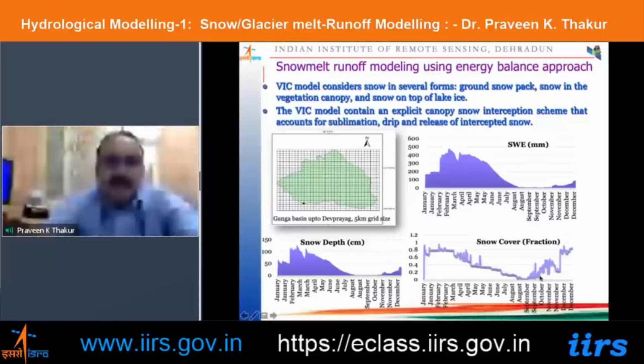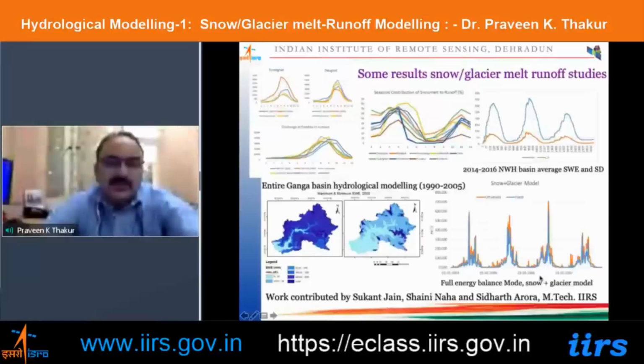And this is for the snow and glacier melt for the entire Ganga basin, up to Deoghat, and this is for Farakka. This is the snow water equivalent and snow depth, and this is the seasonal contribution of snow melt to the runoff. You can see here for Farakka, during the monsoon time period the contribution of snow and snow melt is almost near zero. But if you see for Deoghat or for Joshimath, it is very high. This seasonal contribution is highest in the months of April and May, and then it reduces as the monsoon progresses. Okay.